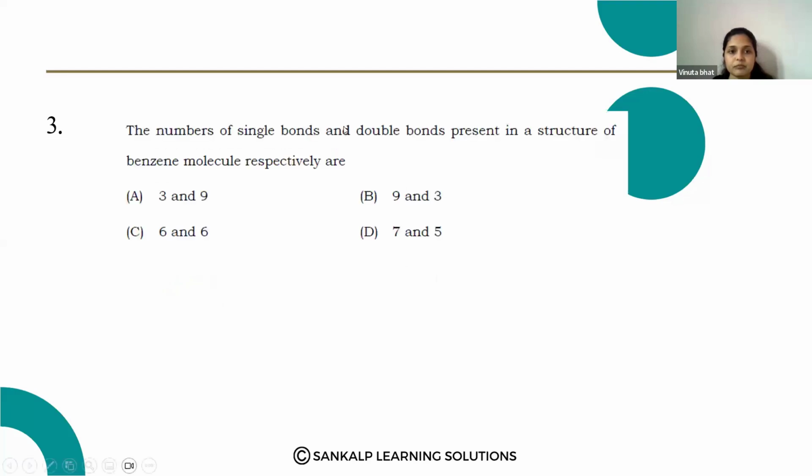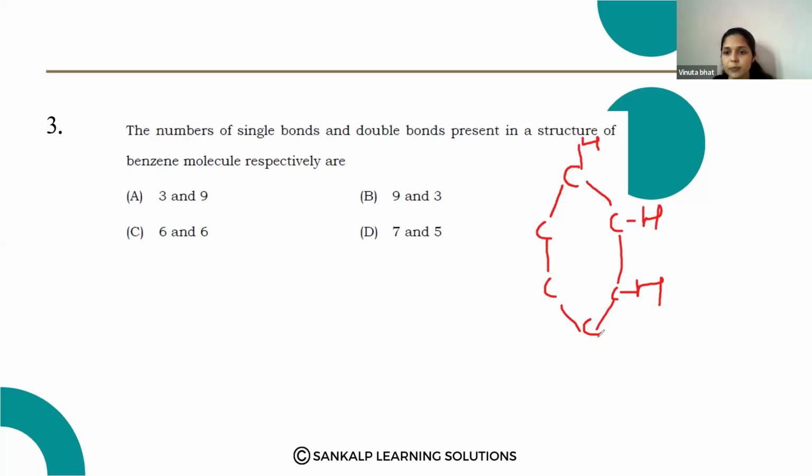Next question. The numbers of single bonds and double bonds present in the structure of the benzene molecule, respectively. Here, please write down the structure of the benzene molecule. 1, 2, 3, 4, 5, 6. So this is the structure of the benzene molecule without hydrogen. Please add the hydrogen. Here only 3 valence is fulfilled, so the remaining is fulfilled by the double bond. And here also a double bond. Then a double bond. Okay, so this is the structure of benzene.